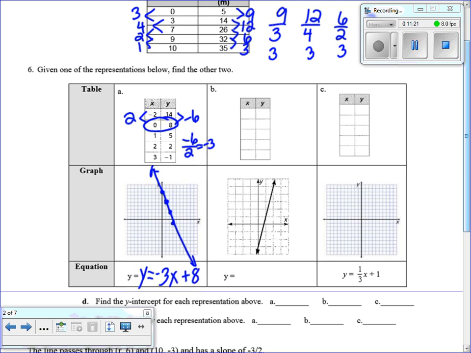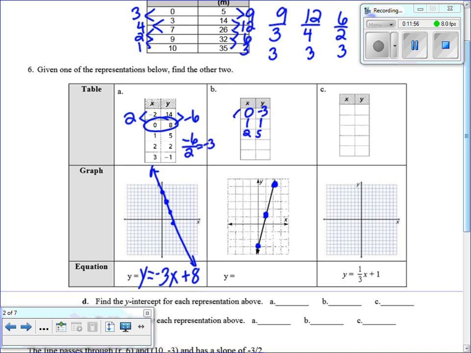Now here we have the graph, and we want to come up with other points in our table. So we could start with our y-intercept, which is at 0, negative 3. And then we've got another point that appears right here. So that would be 1, 1. And then it looks like we have another point right here, which is at 2, 5. So we have 1, 1, and 2, 5.